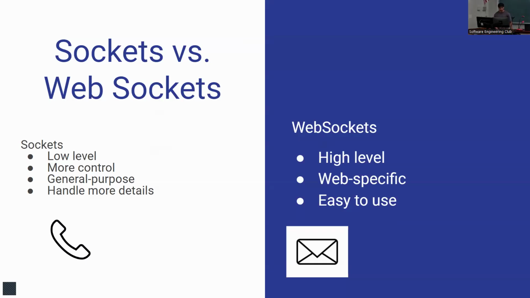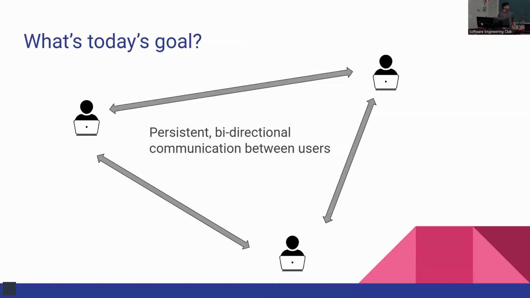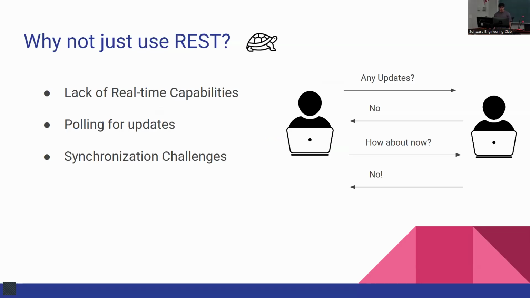So the goal of today's workshop is to use WebSocket APIs, which are persistent and allow for bidirectional communication like you see in this little diagram over here. So all 3 users are communicating with each other. It doesn't require any user to request and then constantly wait for a response in requests asynchronously.